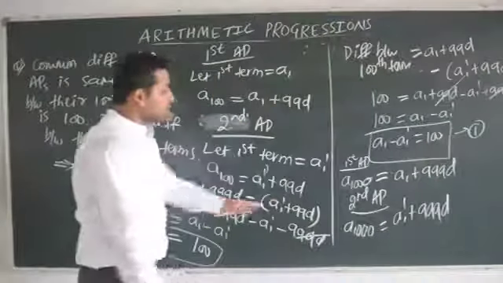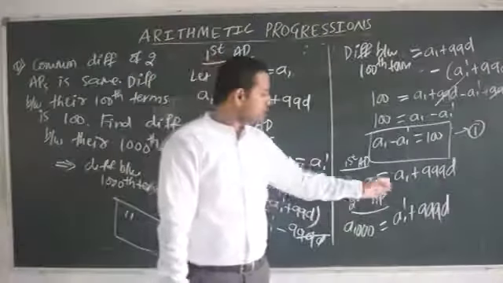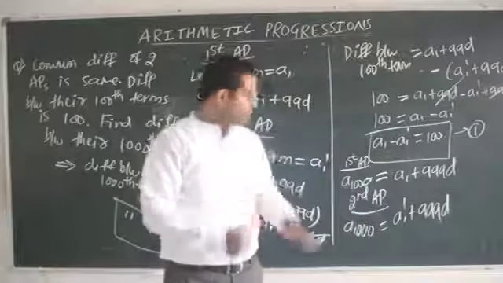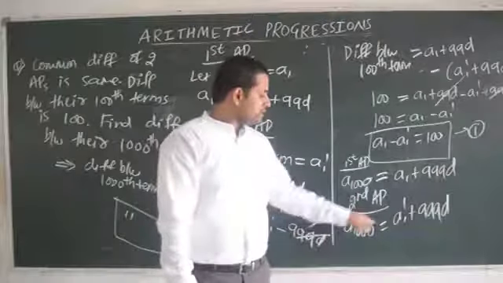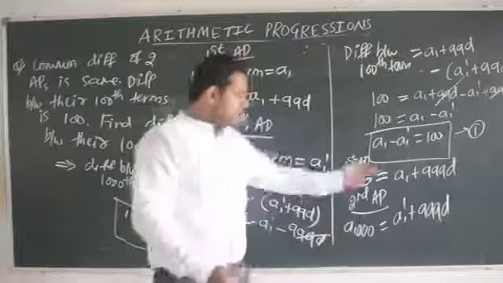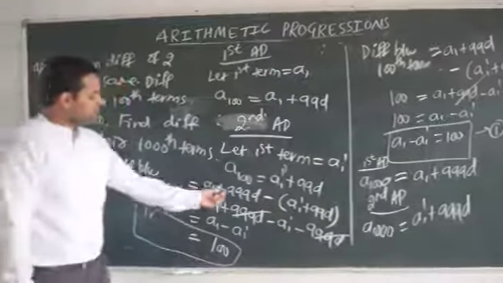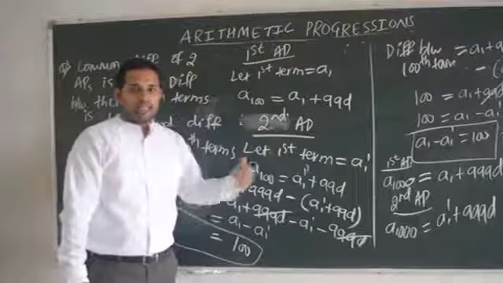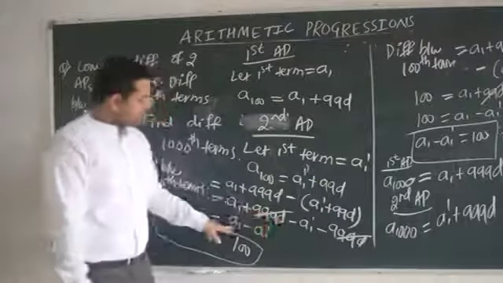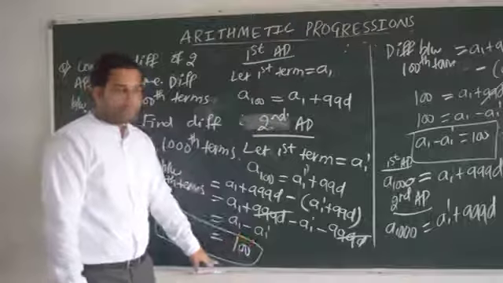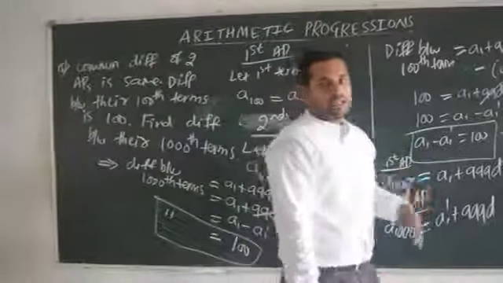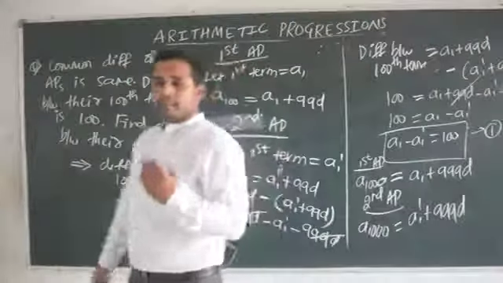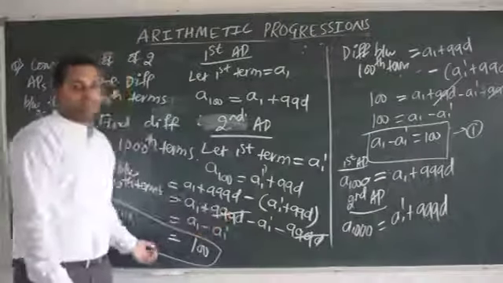Now I have taken the 1000th term. The 1000th term of the first AP is a1 plus 999d. The 1000th term of the second AP is a1 dash plus 999d. Now I need to calculate that difference: a1 plus 999d minus (a1 dash plus 999d). The 999d terms will get cancelled, leaving a1 minus a1 dash. How is this 100? I got this result from result 1. I obtained it from the given data and put it as the final answer.